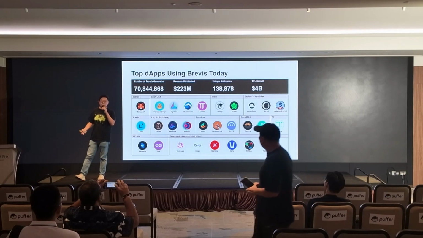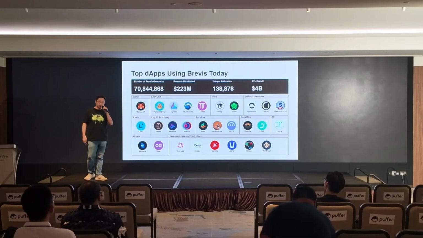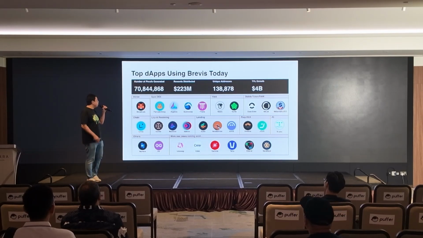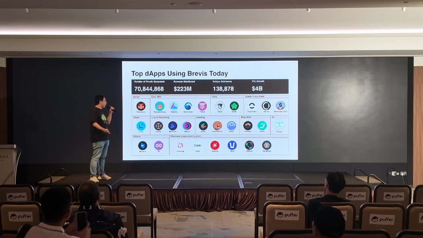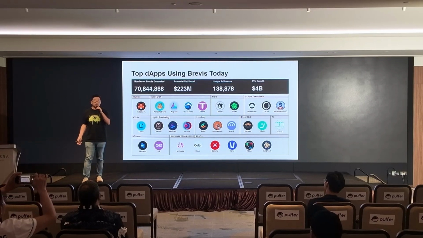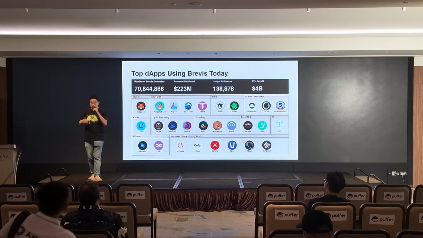So Brevis is not theoretical. Brevis is actually now used by a lot of different top projects in the space, including MetaMask, Linea, PancakeSwap, Uniswap, OpenEden, Euro, you name it. We actually touch almost every sector in the DeFi space and also in the chain growth space. So what do we do with that?